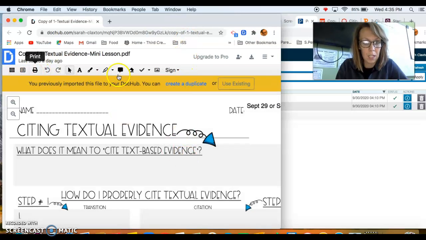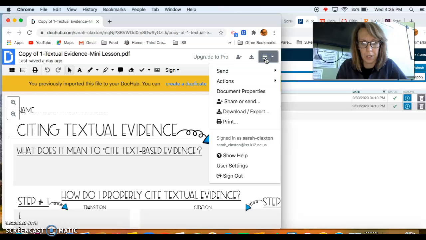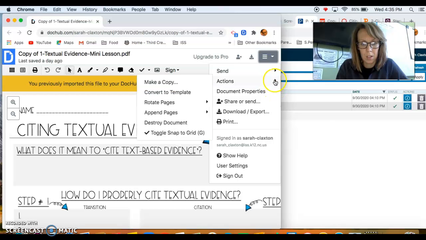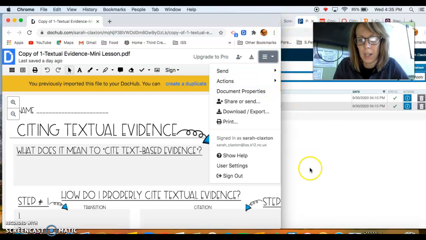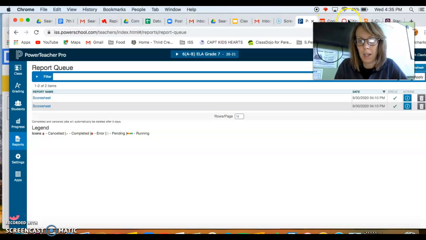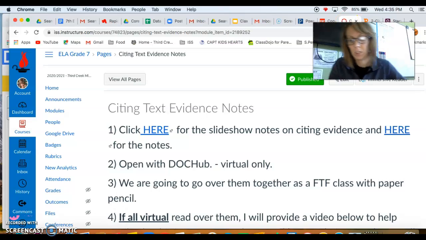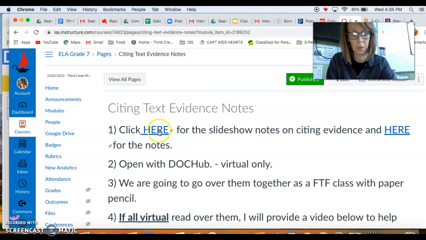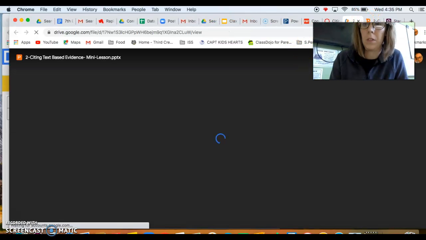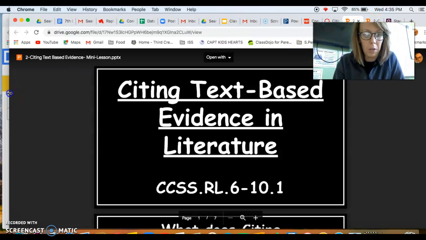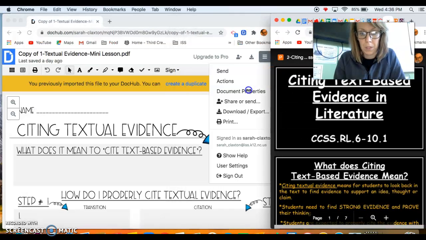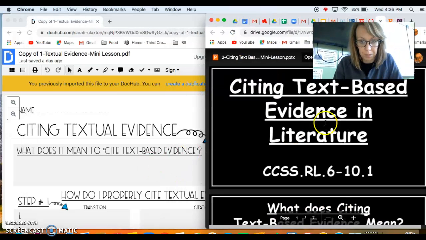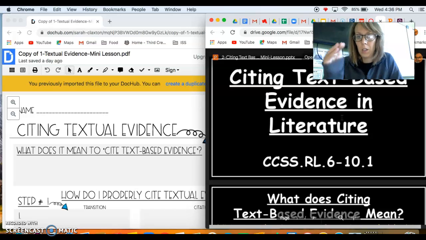I would see if I could. No, I can't make it smaller. Okay. Then I would take my slideshow notes, which I did open them. I don't know where they went, so I'll reopen them. Oh, it's right there. And I would make it small. And as I go along through here, you would write and type your answer.